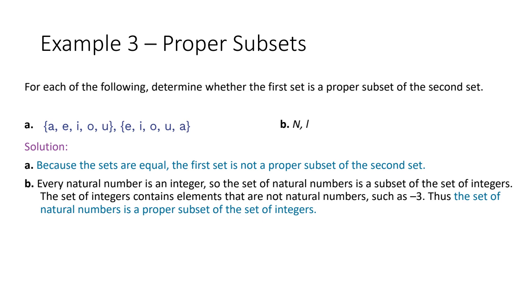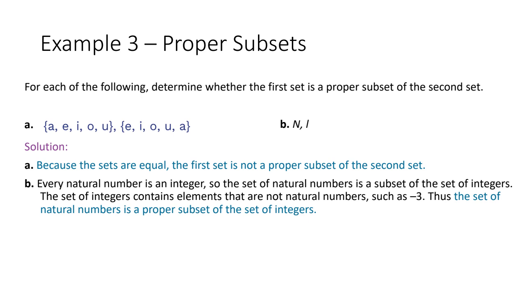An example of this would be: determine whether the first set is a proper subset of the second. Notice that they're separated by a comma. In A, we have A, E, I, O, U, and then the same letters. Well, these two sets are equal, so they're not proper subsets. The set on the left is not a proper subset of the set on the right.